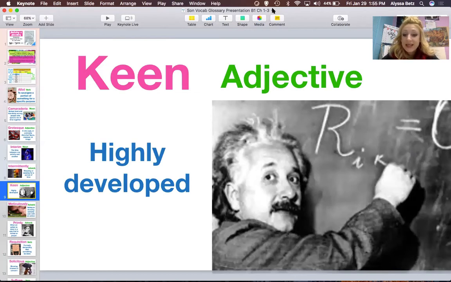Keen. Keen is an adjective, a descriptive word. If something is keen, it is highly developed. Usually when we're using keen, we're using it to describe intelligence. So we would say someone has particularly keen intelligence. That means that it's very highly developed. They're super smart. You could also use this to describe your senses. So if you said, wow, that person has a really keen sense of hearing, that means they have really highly developed hearing. They can hear very well. Same thing with like keen eyesight. You have really good vision. It's highly developed.